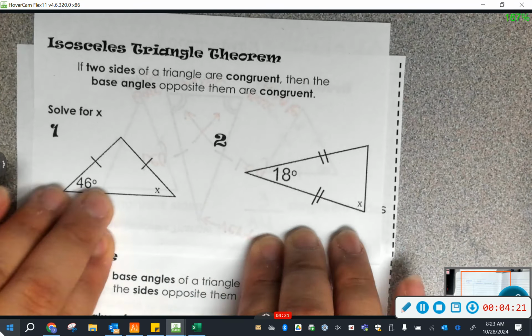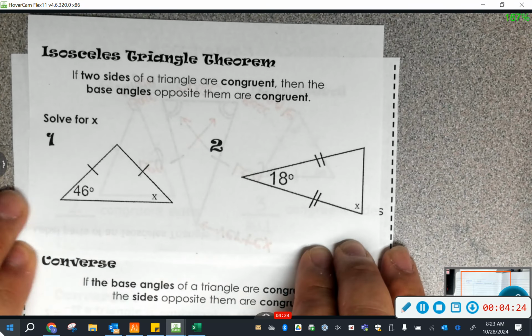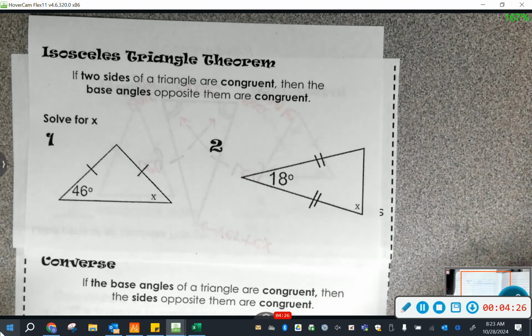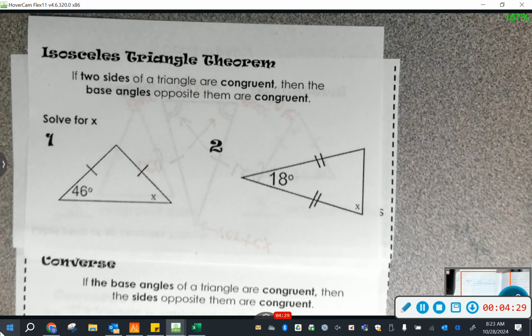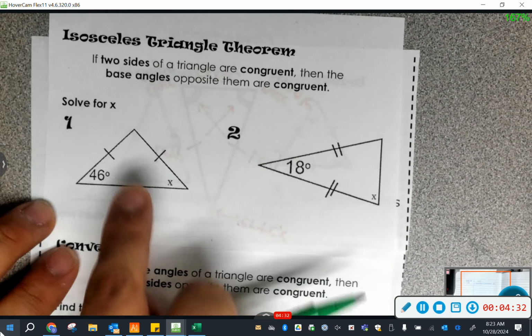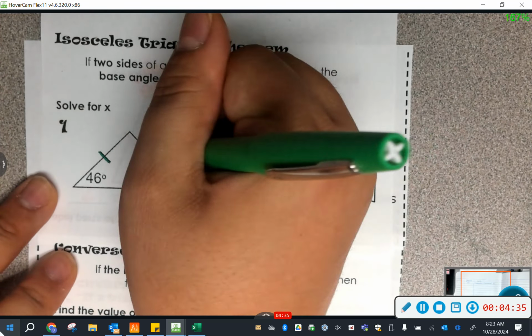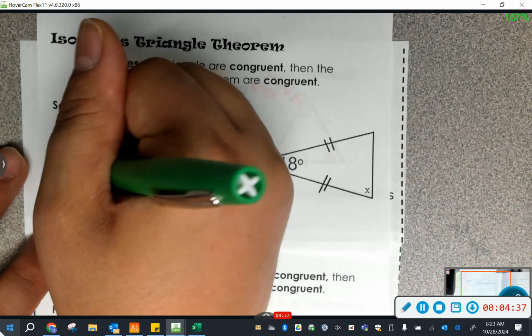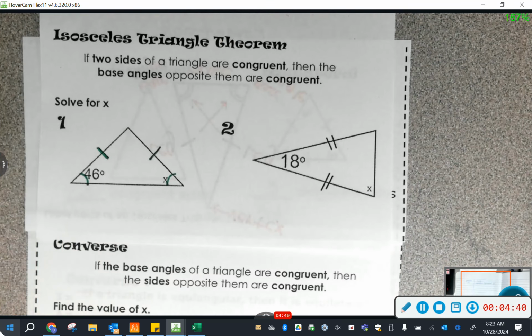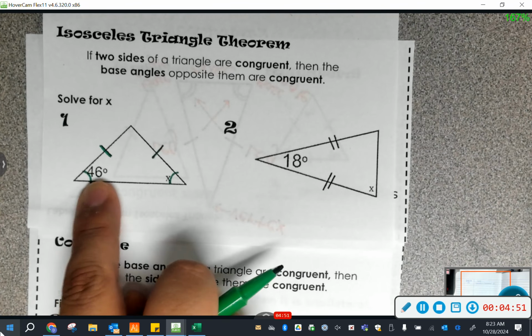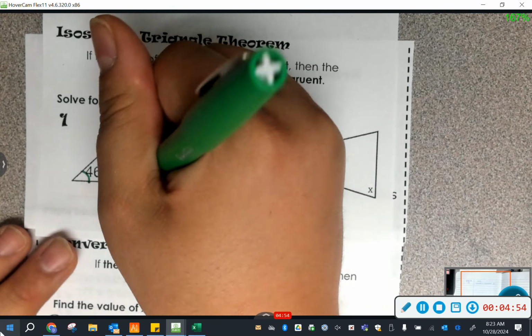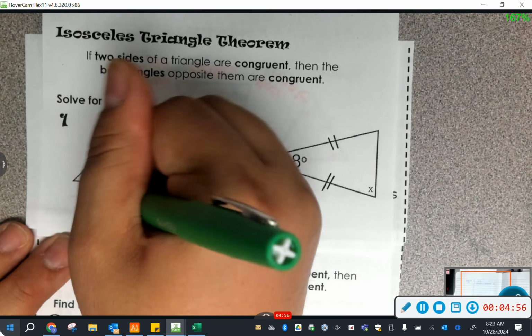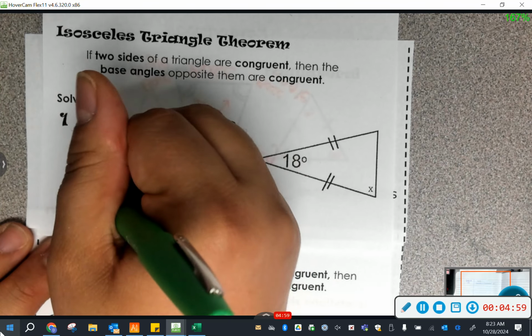Flip it up. We just talked about this, but 2 sides of a triangle are congruent. If 2 sides of a triangle are congruent, then the base angles are congruent. So do you see how this has 2 tick marks? Because it has 2 tick marks, I can add in 2 arches. What do the arches mean? They're the same. Write this down, please. And since they are the same, if this side is 46, what's this side? 46 degrees. So x equals 46. And we're done.